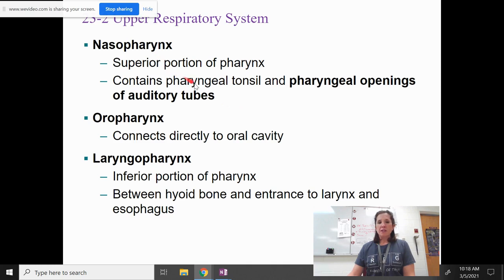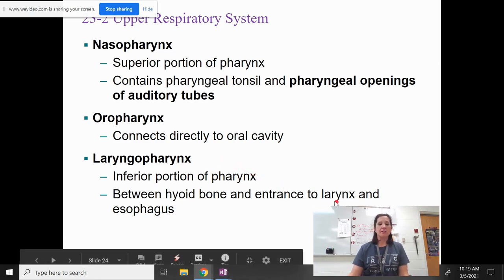Your nasopharynx, that does have tonsils, and there are some pharyngeal openings for the auditory tubes. So that is something I did not mention. That is a big difference between the other 2. So nasopharynx is superior, oropharynx in the middle. Laryngopharynx is inferior, and it's between the hyoid, remember where that sits freely, and the entrance to the larynx.